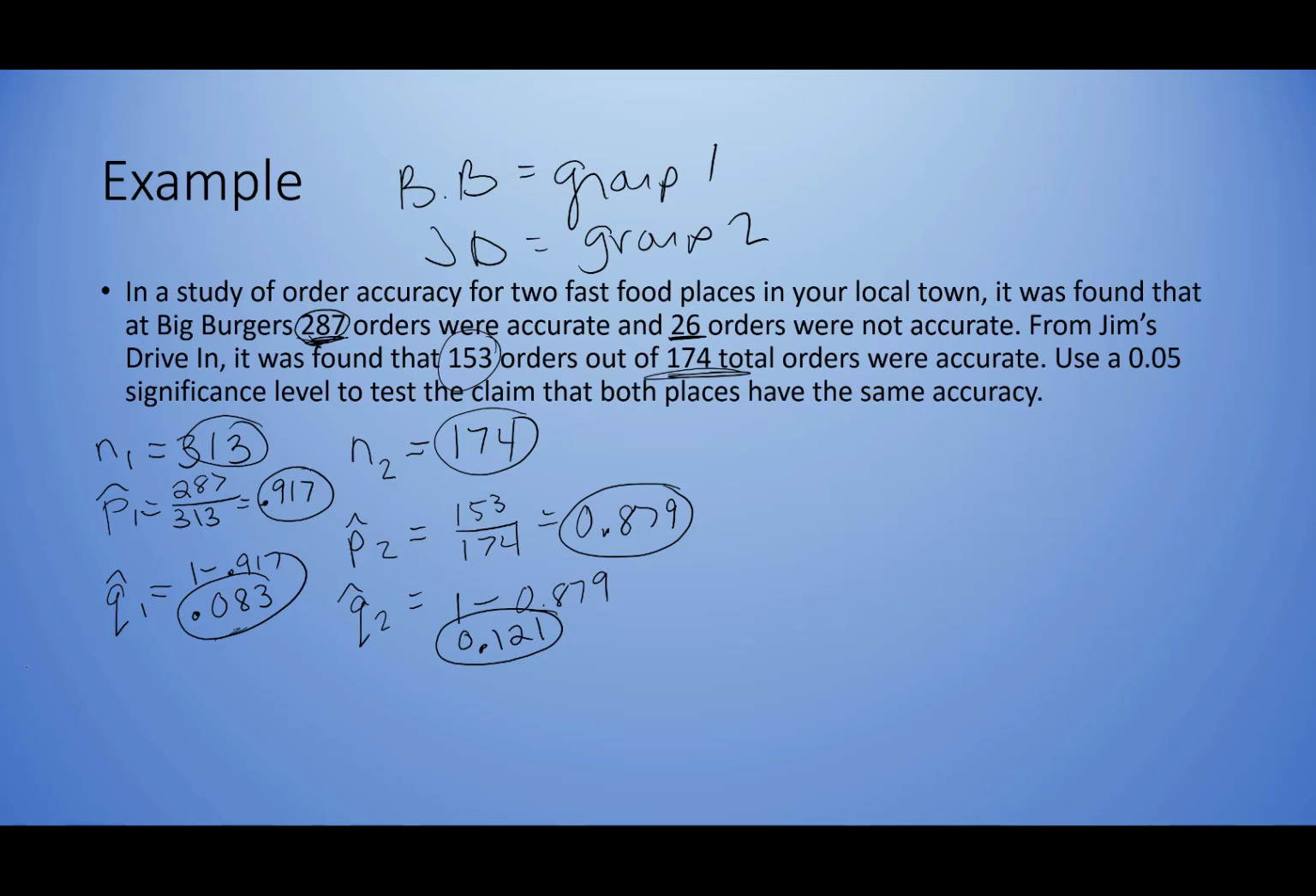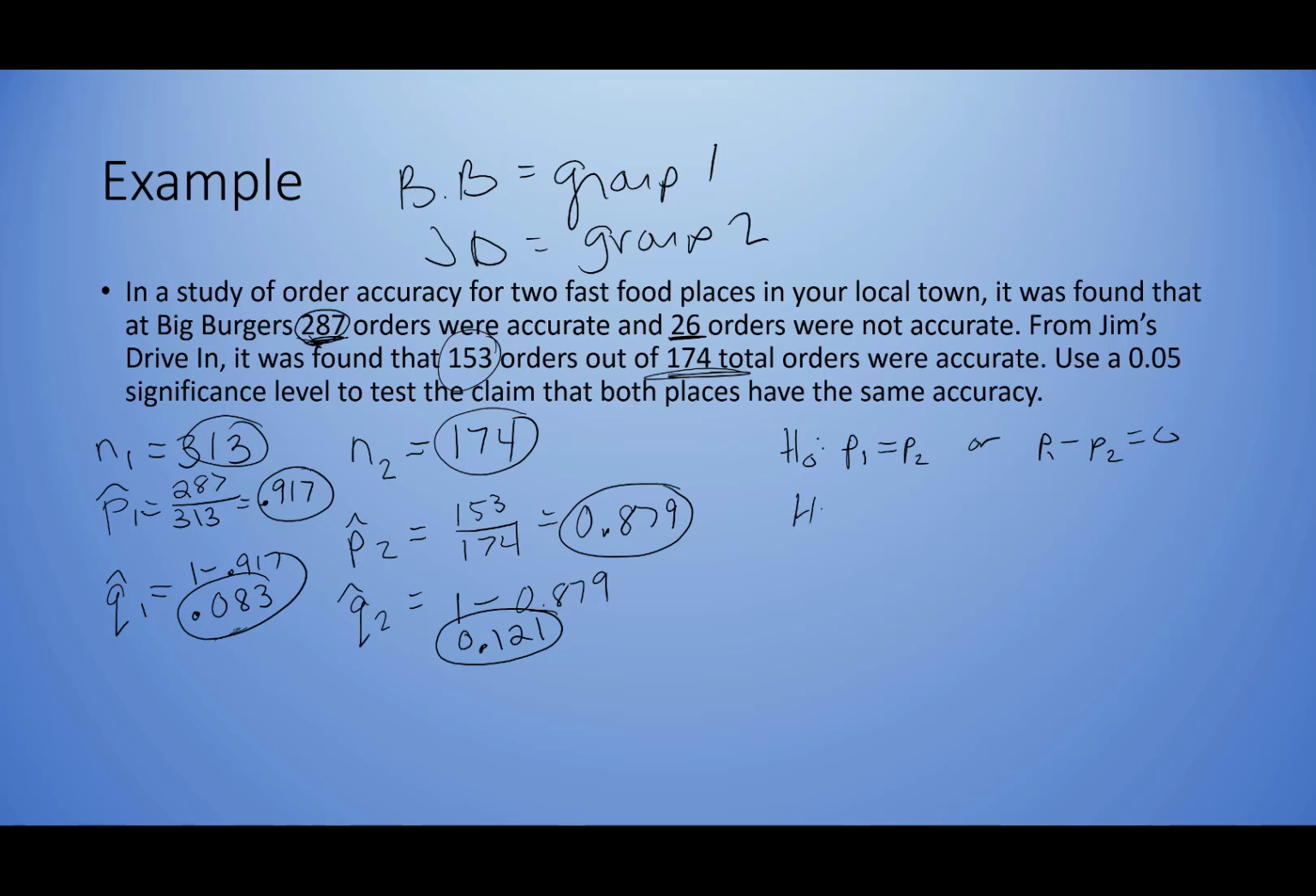So the next thing I need to do now is I need to write out my null and my alternative hypothesis. So my null hypothesis, I can write it as proportion 1 is equal to proportion 2, or I could write it as proportion 1 minus proportion 2 is equal to 0. Either one of those would be fine.